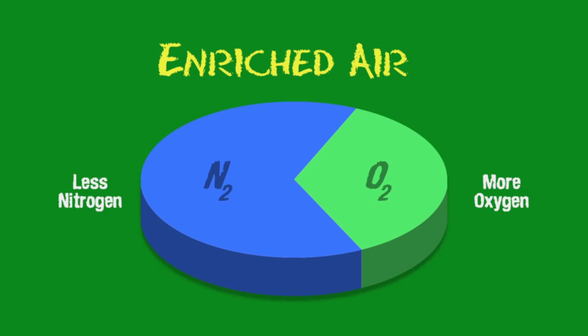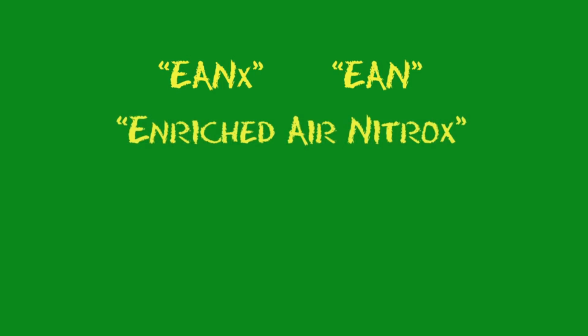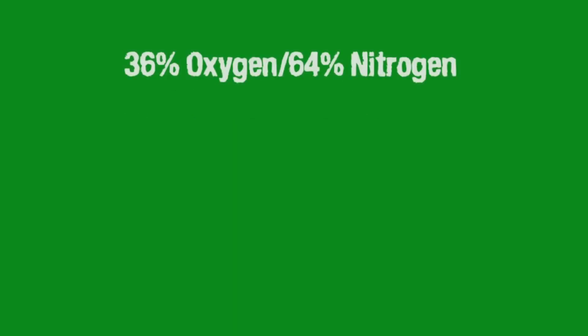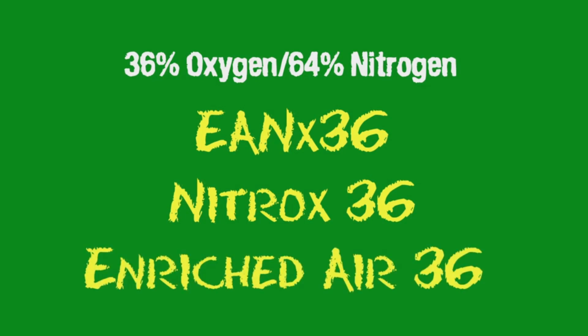You'll hear it called different things: EANX or EAN for enriched air Nitrox, or just Nitrox or enriched air. It's all the same stuff. To name a specific blend, just add the oxygen percent. Call enriched air Nitrox that's 36% oxygen, 64% nitrogen, EANX 36, Nitrox 36, or enriched air 36.